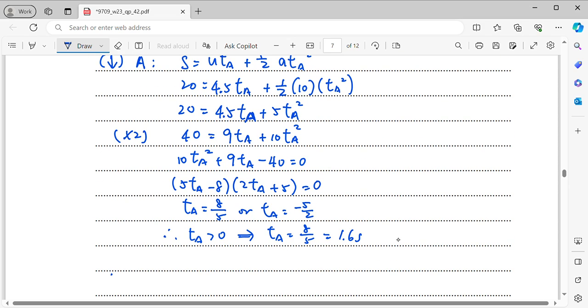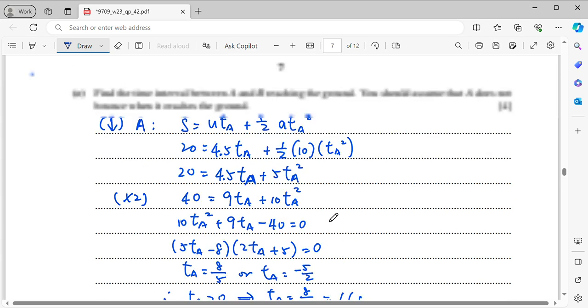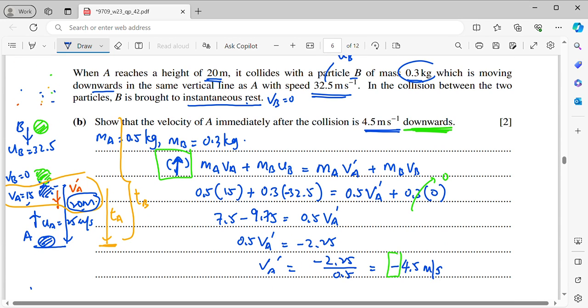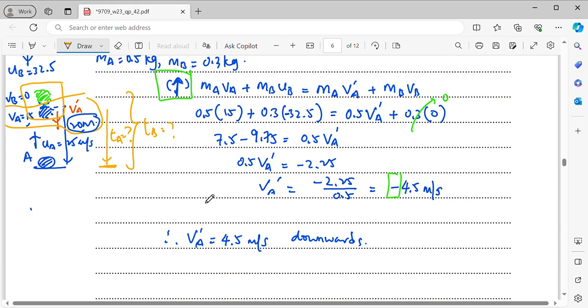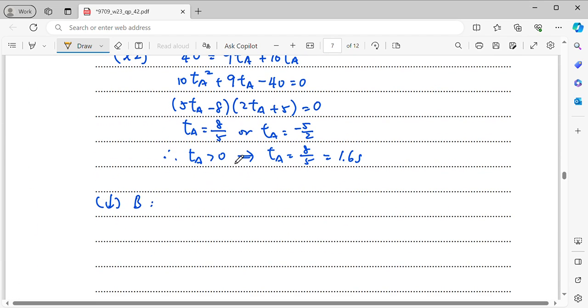Now for the B. I consider downwards for the B. So now look here. When it collides, I will not consider this time. I will consider B after the collision. So what is the tB here? That means the s is still 20, it's not from the beginning. So we are considering the second half of the motion.